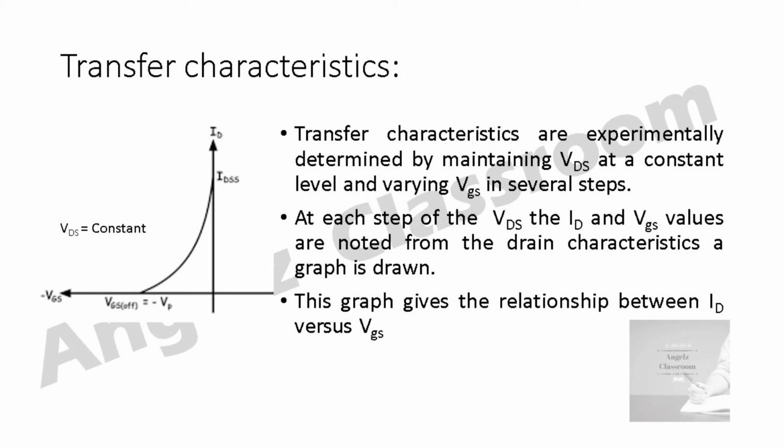Next are the transfer characteristics. You can draw the transfer characteristics across the gate source voltage with the corresponding drain current, keeping the drain to source voltage constant. See this graph: when VGS is equal to 0, IDS is at its maximum value, which is represented as IDSS, and the second condition is when VGS reaches its maximum negative value, the drain current will be 0. That is marked in this curve.